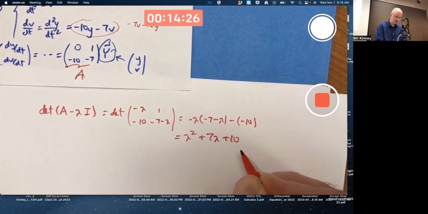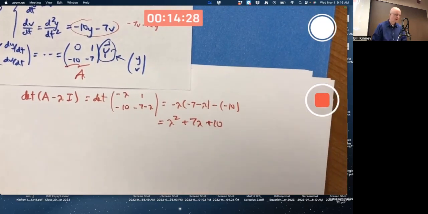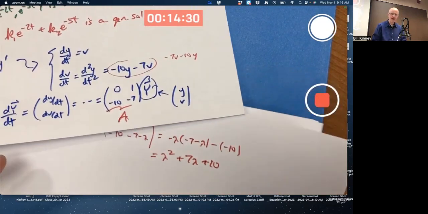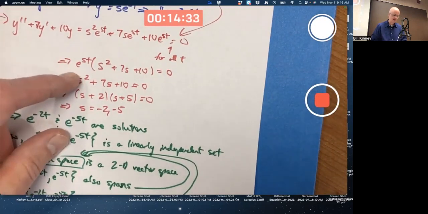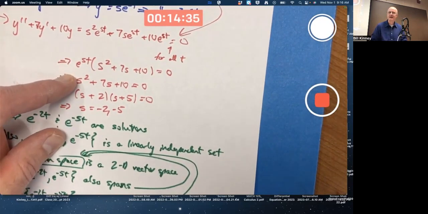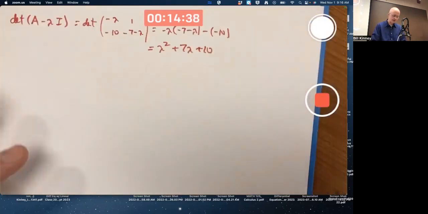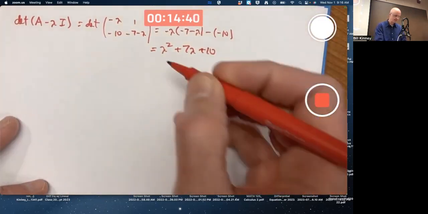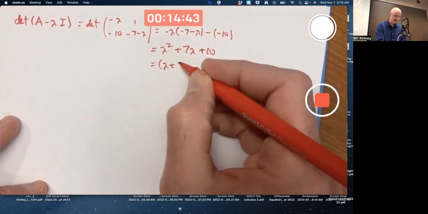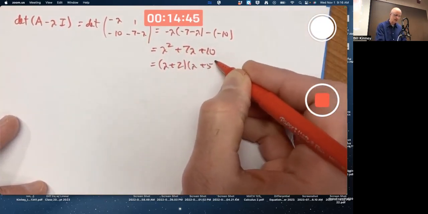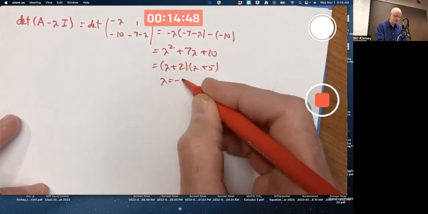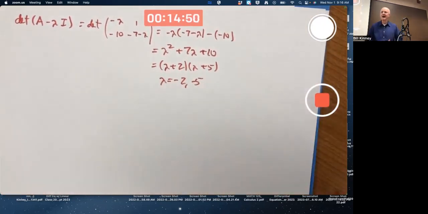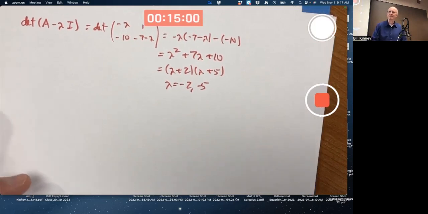Hey, that looks familiar, doesn't it? s squared plus 7s plus 10. It's the exact same polynomial except with a lambda instead of an s. It factors in the exact same way. It's got the exact same roots. The eigenvalues, -2 and -5, are the exact same things we got for s before. Well, it had to be that way. These things correspond to each other.